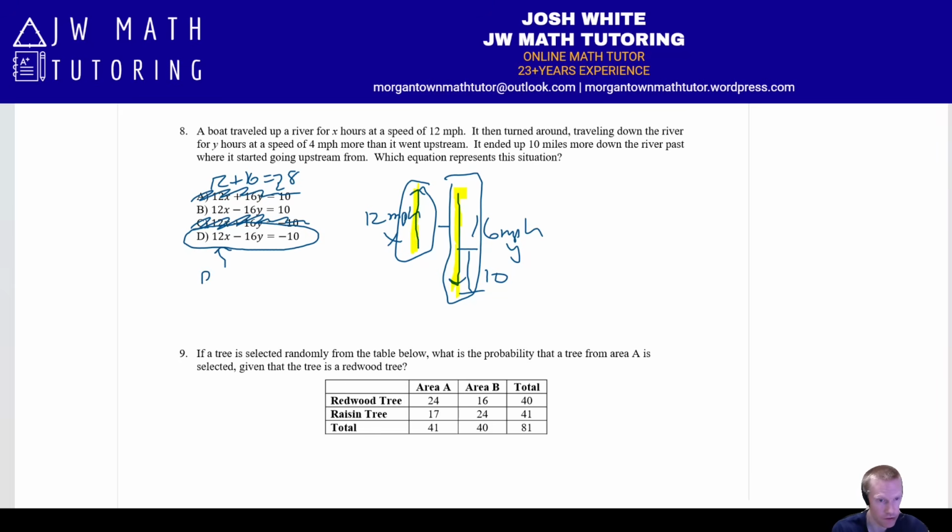This is some positive number. This is a positive number, total distance traveled going downstream. When you find the difference between them, it's going to be negative 10 because you're doing a smaller positive minus a larger positive because it traveled a larger distance. It traveled 10 more miles basically going downstream. So that's why it's going to be equal to negative 10.